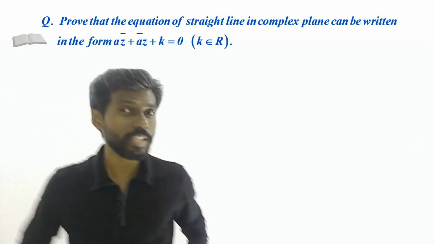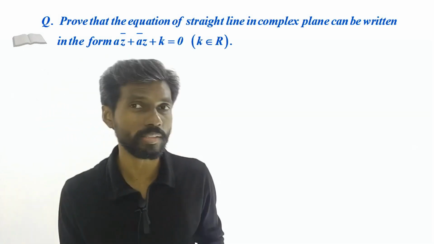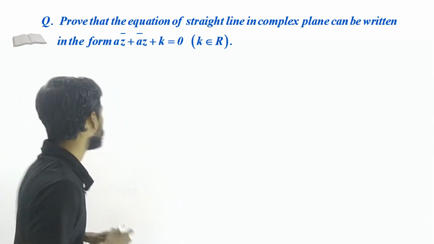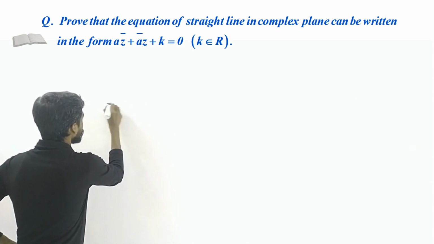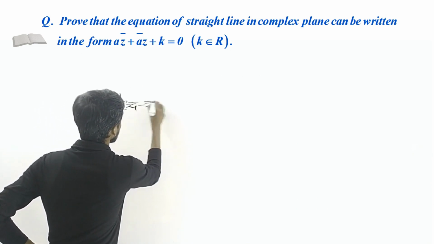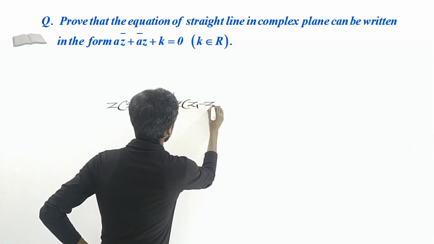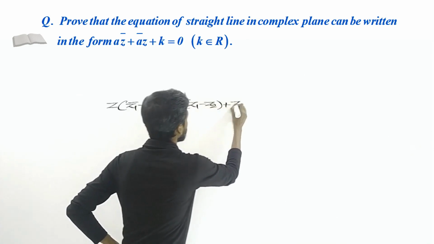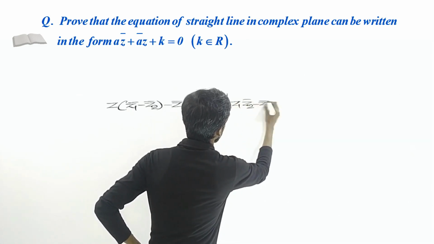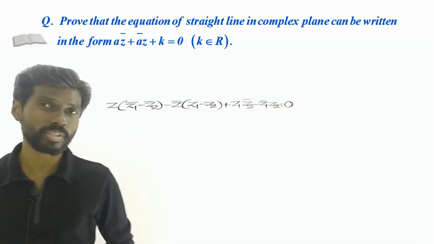This is the continuation of the last question. We derived the equation of the straight line passing through 2 points. We wrote it in determinant form, but before writing in determinant form, we got this expression: z multiplied by (z1 bar minus z2 bar) minus z bar multiplied by (z1 minus z2) plus z1 z2 bar minus z1 bar z2 equal to 0. This is the equation of the straight line passing through 2 points.